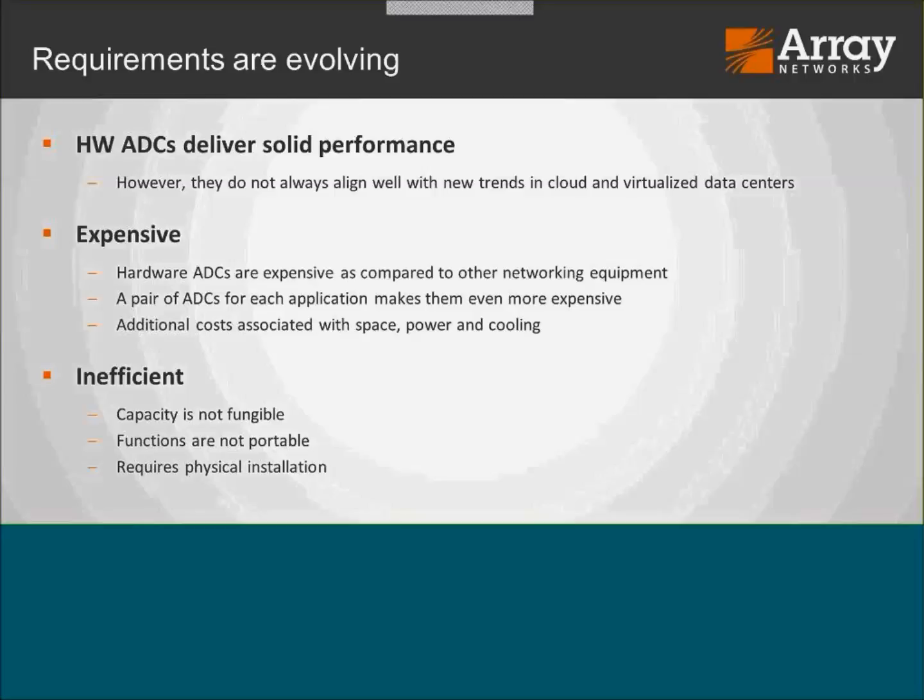And to build on that, they're also somewhat inefficient, right? The capacity isn't fungible. You've got a pair there, they've got the capacity they've got. If they're not being utilized at the optimal utilization, there's no way to tap in and use that capacity for something else, right? The ADC is not portable. If you're not using it, it can't be assigned to a different application. They're pretty much put in one place. They require physical installation, and that instance can't be moved to a different data center. It can't be moved to a different server. It can't be moved to the cloud and so on. So in some ways, it's inefficient as well.